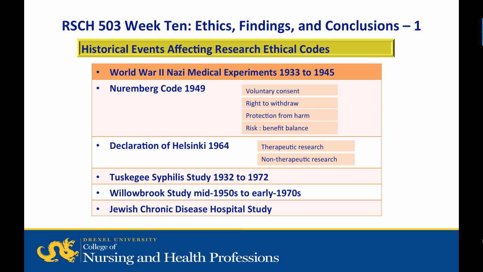Research ethics has been a focus since the 1940s due to mistreatment of humans in selected studies, several of which are landmark cases reviewed in this session. The Nazi medical research programs during World War II from 1933 to 1945 involved sterilization, euthanasia, and experiments to produce a pure race. In 1949, after the end of the war, the Nuremberg Code was developed with guidelines regarding voluntary consent of subjects, the right of subjects to withdraw from studies, protection of subjects from harm, and the balance of benefits and risks in research.